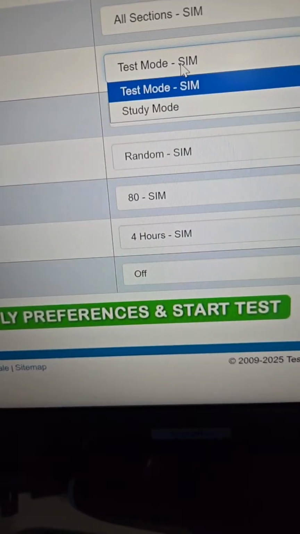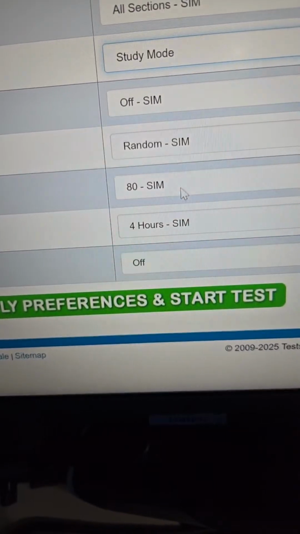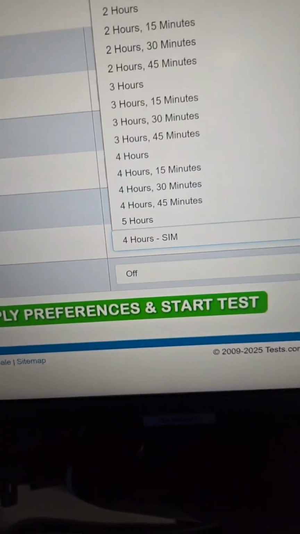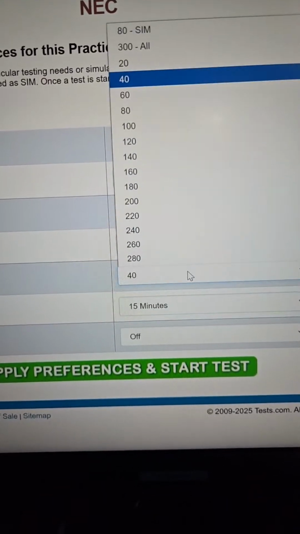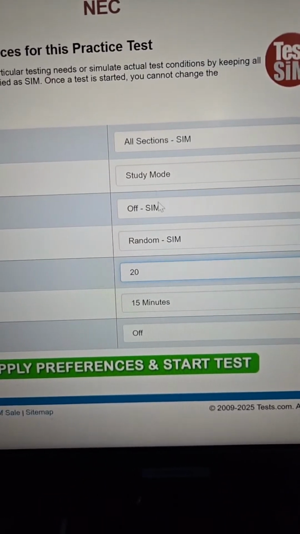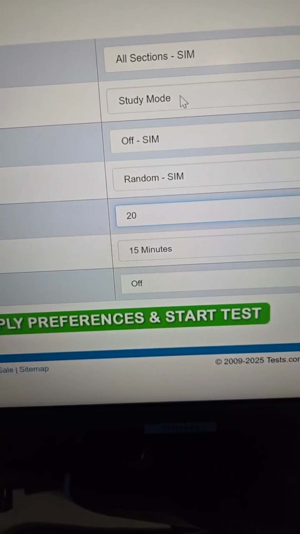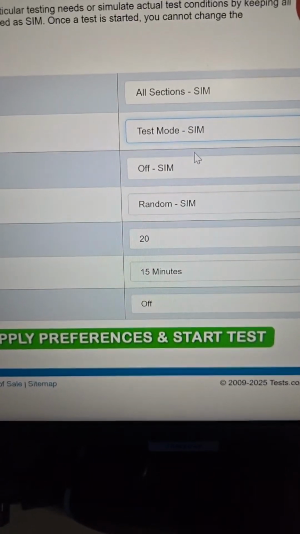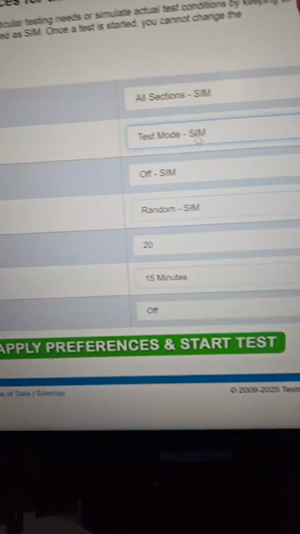We're gonna go with test mode. We'll go with study mode. We're also gonna go with, let's do 40 questions. Let's give ourselves 15 minutes. Let's do 20 questions, 15 minutes. And we'll do test mode so we can review. Now, there's one thing that we didn't do, and that is to plug in the audio here.